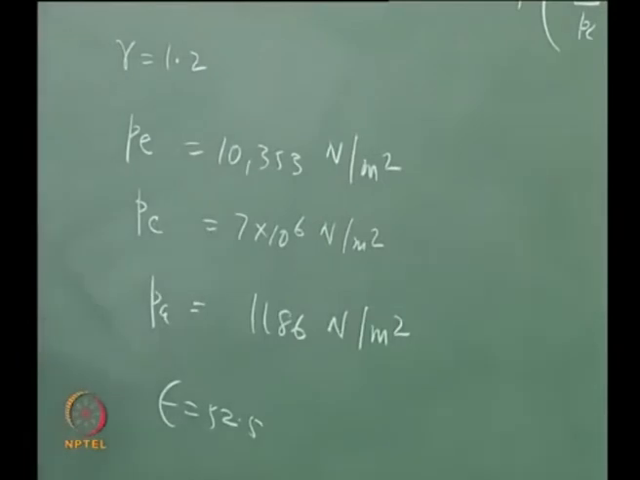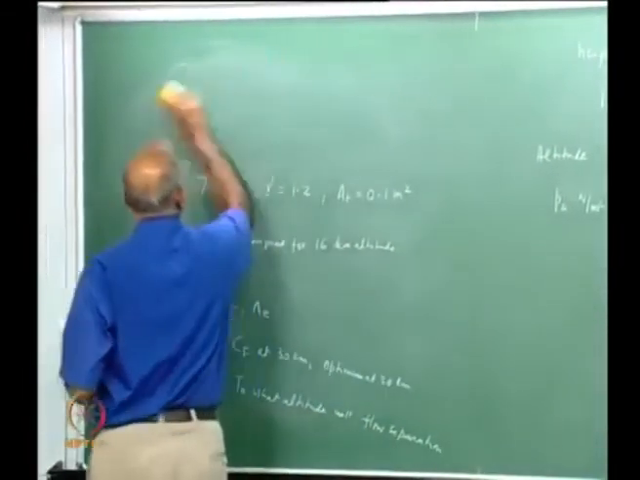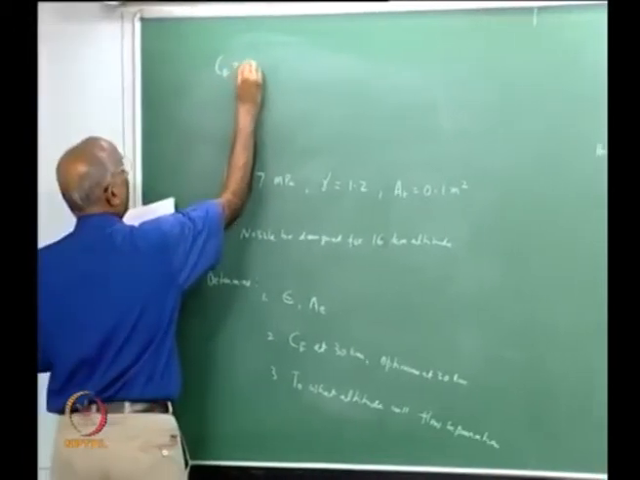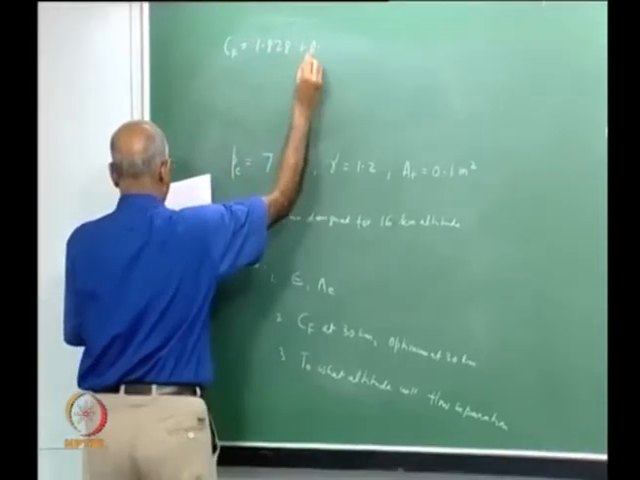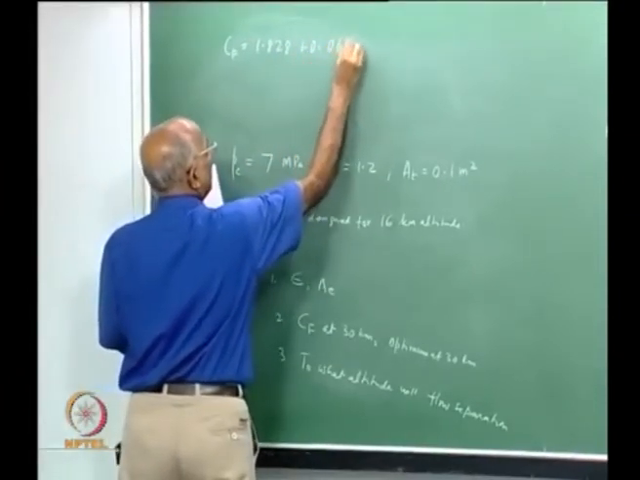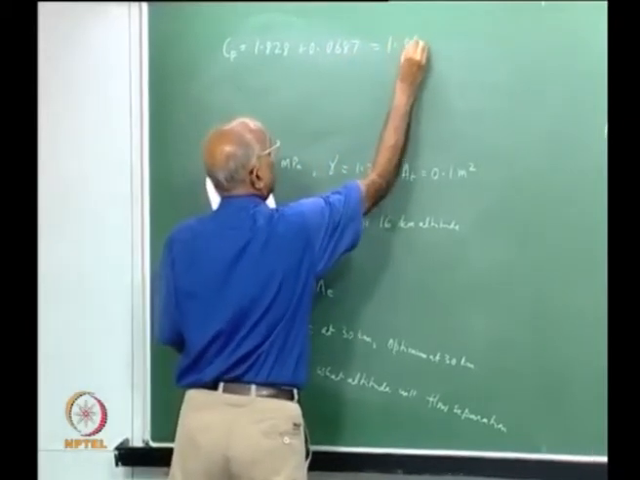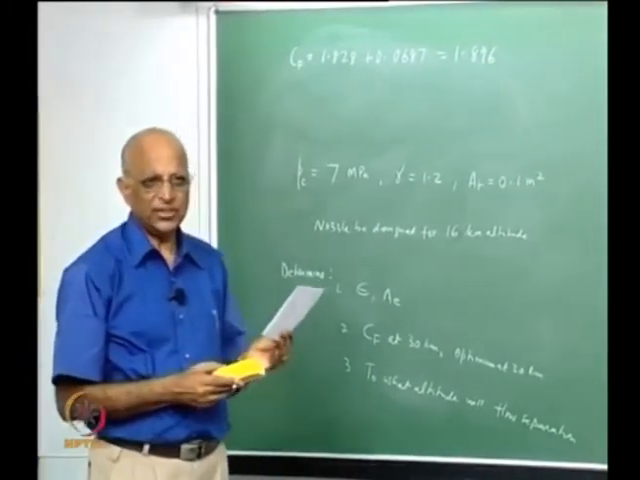You substitute it and you get the value of Cf as equal to, I use the other side of the board, 1.828 plus 0.0687, which is equal to 1.896. Please check these numbers.